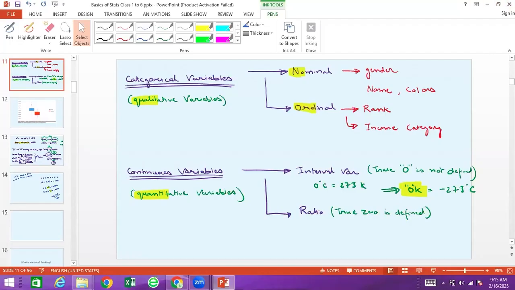Like interval variable, zero is not defined. So to understand what the value of zero is, we need a context. We need something to relate it with to understand what zero here is. It can be any interval variable apart from temperature; to understand it, we need context. Am I understanding it correctly? No, that's correct. That's correct, actually.